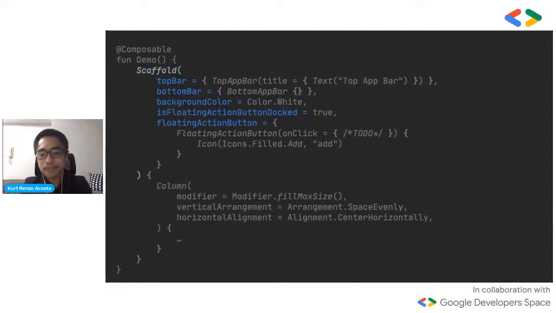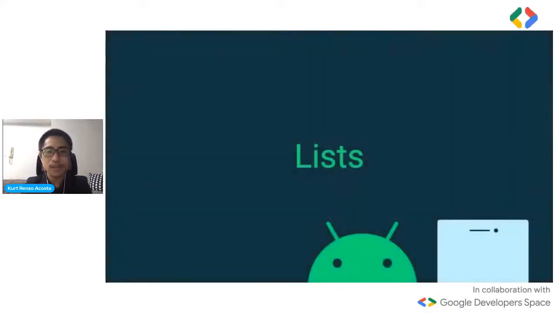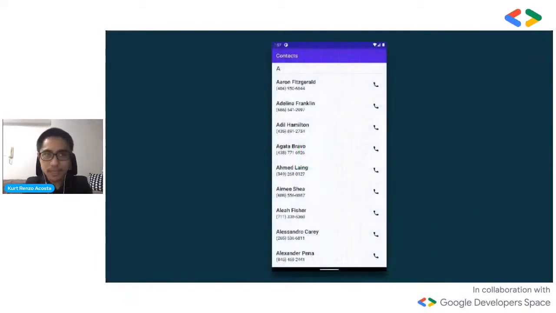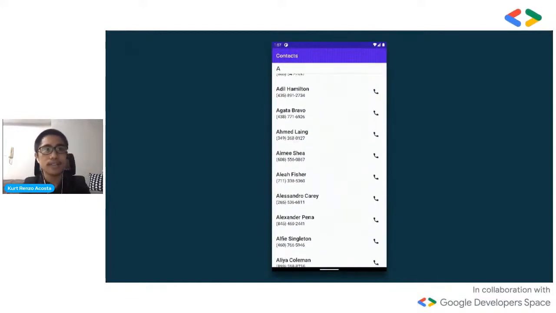So okay, we've had the components. You can position them. Now let's look into a more classic use case in Android development, which is lists. There's always lists in an Android app. So okay, let's try this simple example, which is just a contacts app.